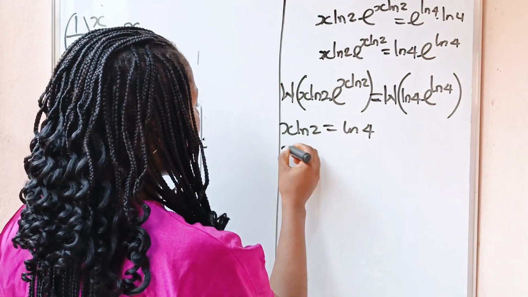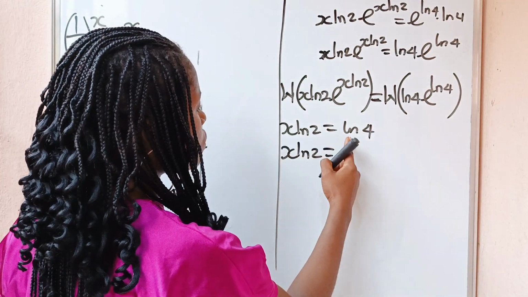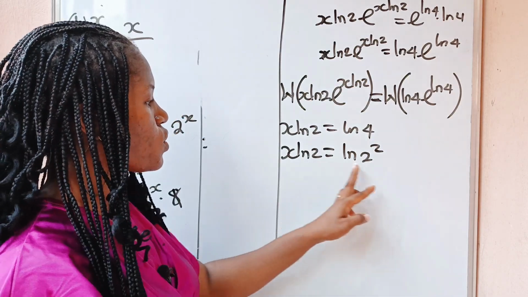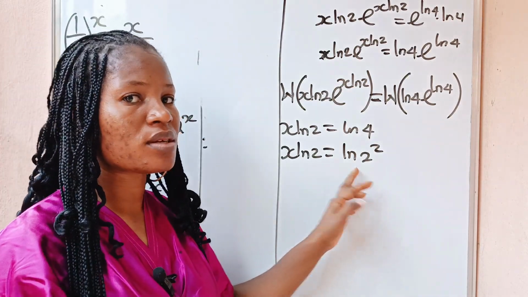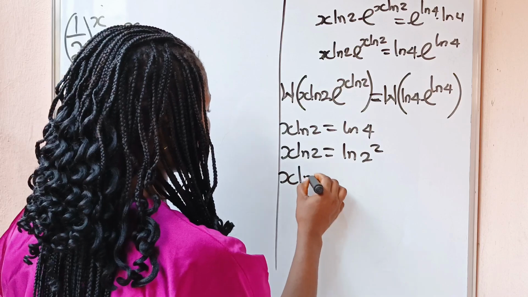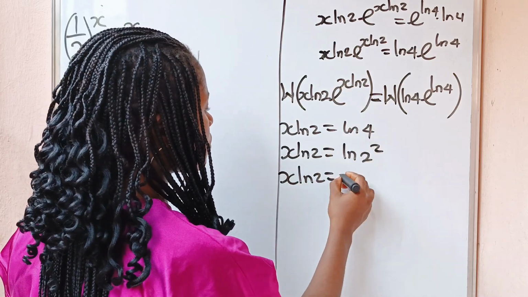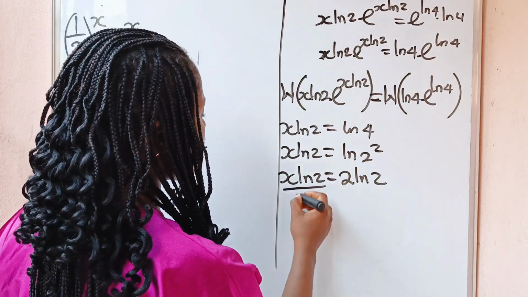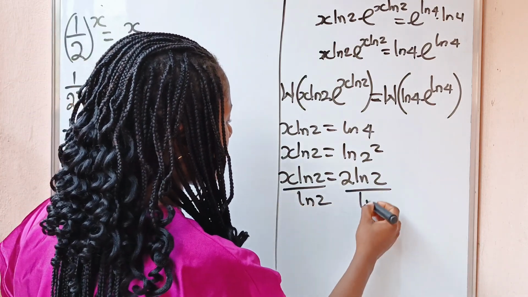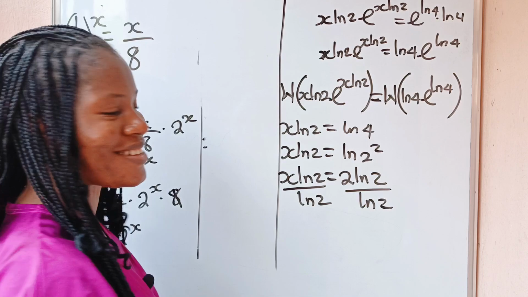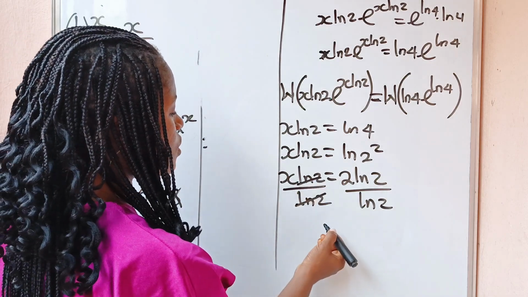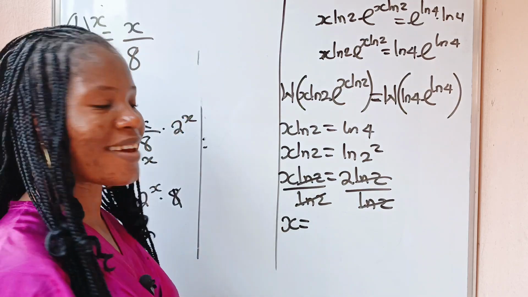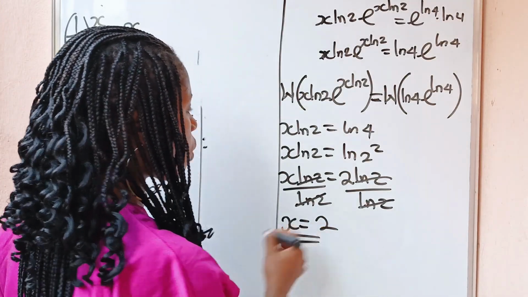Now we have x ln 2 is equal to ln 4, which is the same thing as ln 2 squared, right? Because I want to have ln 2 here and ln 2 here. That is why I'm doing this. So we have x ln 2 is equal to, this 2 will come down to multiply this ln 2. Now at this point, we can divide both sides by ln 2. You can see that, right? Now ln 2 cancels ln 2 on the left, and we have x. On the right, ln 2 also cancels ln 2, and we have that x is equal to 2.